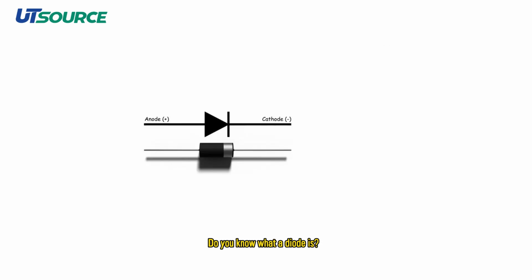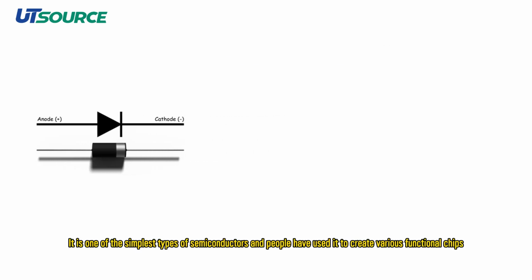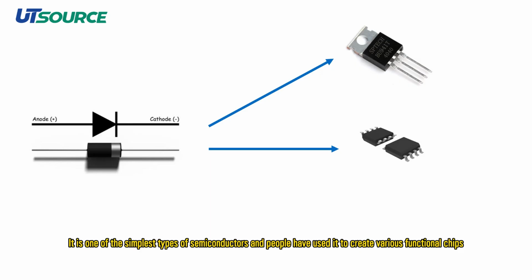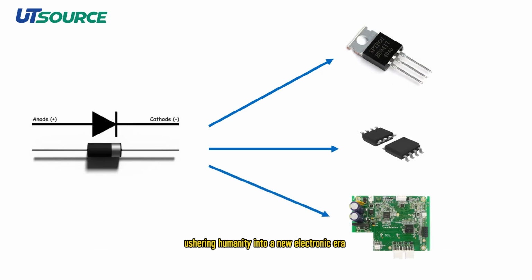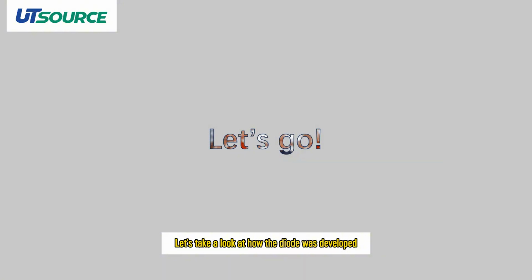Do you know what a diode is? It is one of the simplest types of semiconductors, and people have used it to create various functional chips, ushering humanity into a new electronic era. Let's take a look at how the diode was developed.